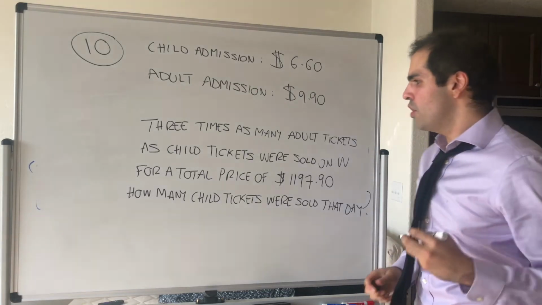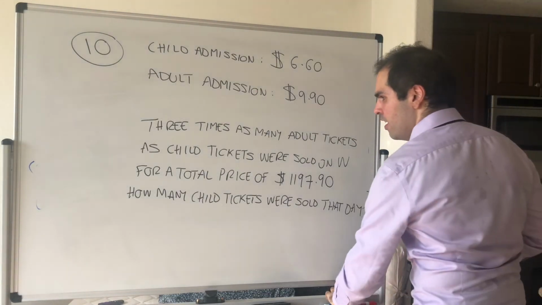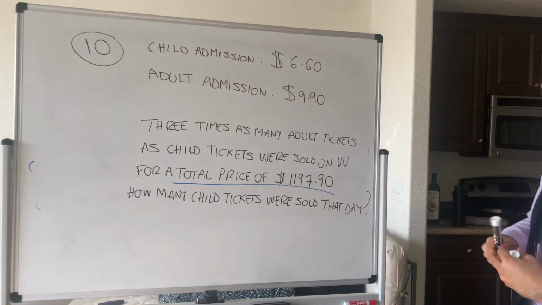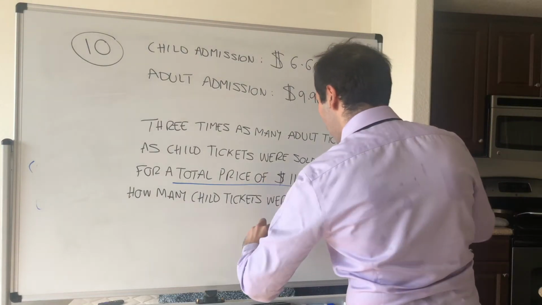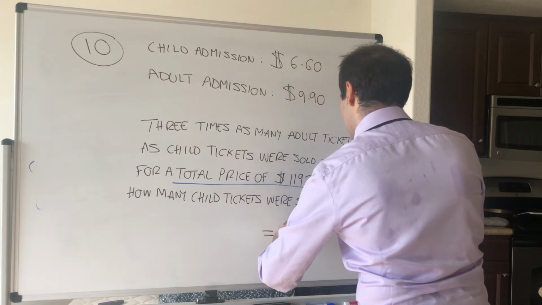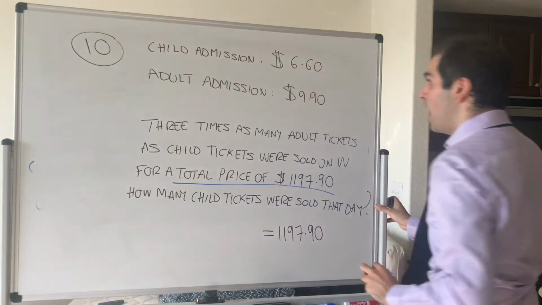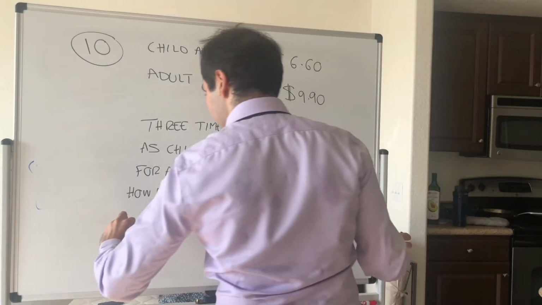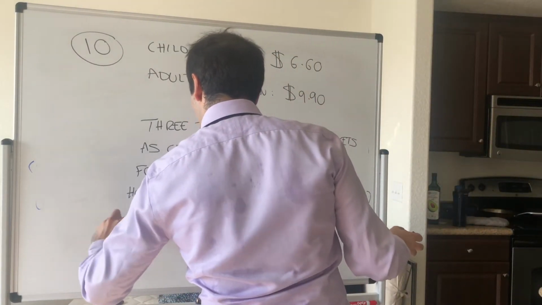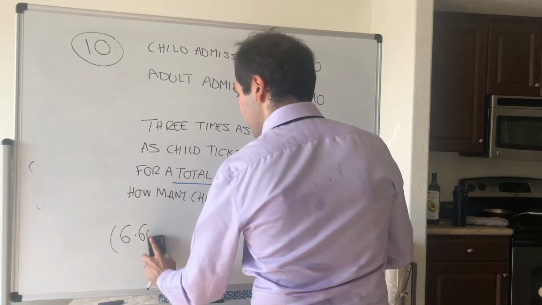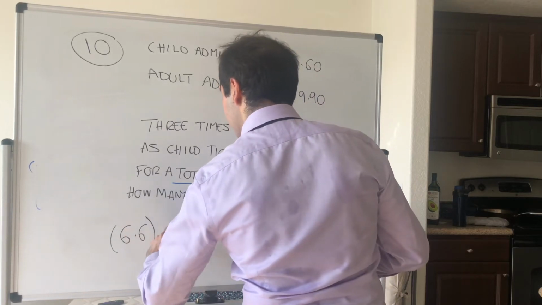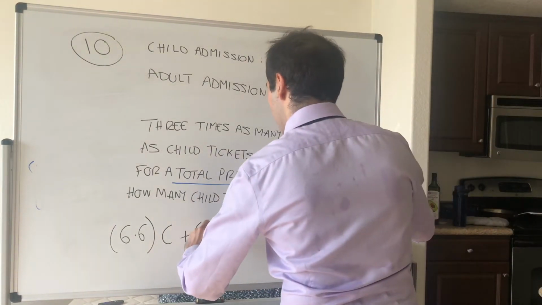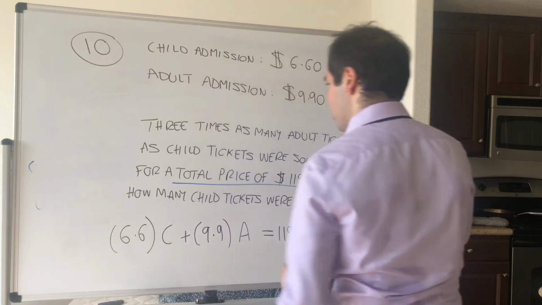All right. So I would say let's start with the total price. Okay. So the total price, we know that it's $1,197.90. But how do you get that? You get it by having the children's admission, so 6.60, times however many children's tickets were sold, plus 9.90 times whatever adult tickets were sold.